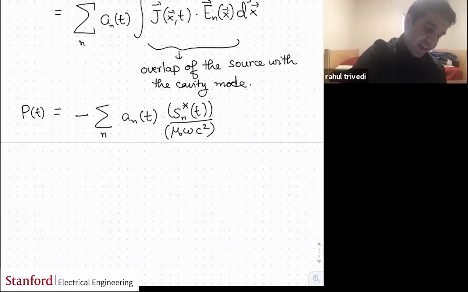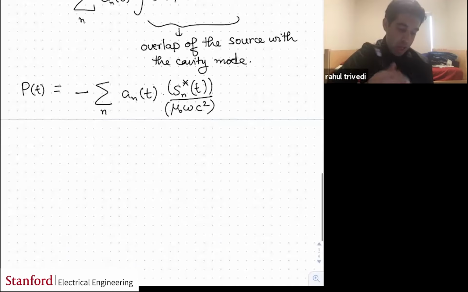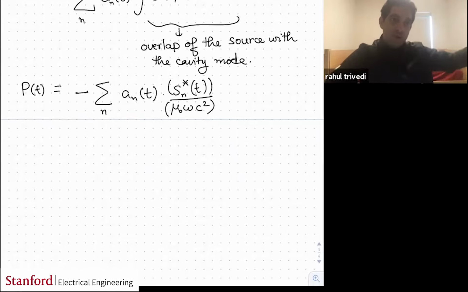I am only integrating it with respect to space. So this is an instantaneous power. It is telling you at every time how much power my source is going to give to the electric field at that instant of time. And of course, it's almost always more interesting to look at the average power that the source delivers to the cavity over a long time.